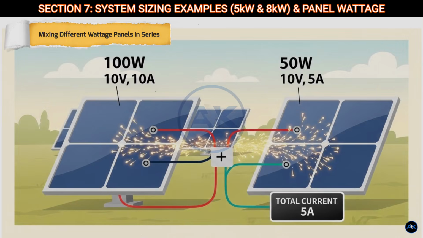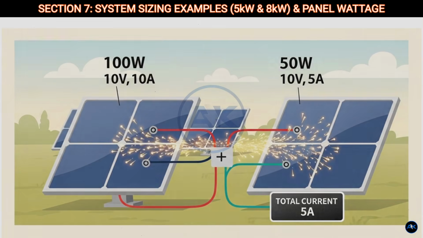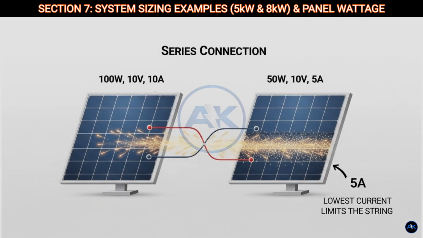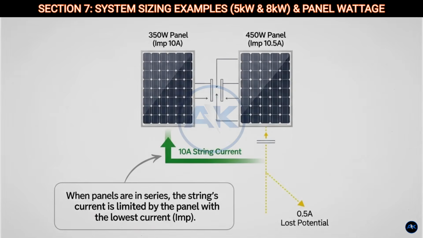The pitfalls of mixing different wattage panels in series. This is a critical point. Never mix different wattage panels within the same series string. When panels are in series, the string's current is limited by the panel with the lowest current, IMP. If you put a 350 watt panel, IMP 10 amps, with a 450 watt panel, IMP 10.5 amps, the entire string will only produce 10 amps. You're losing potential power from the higher wattage panel.